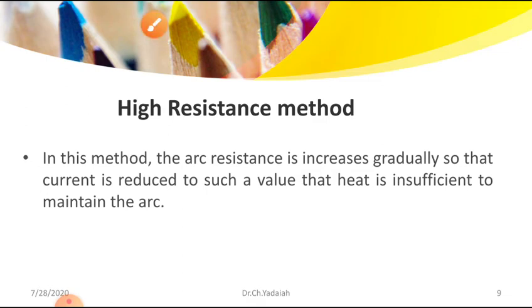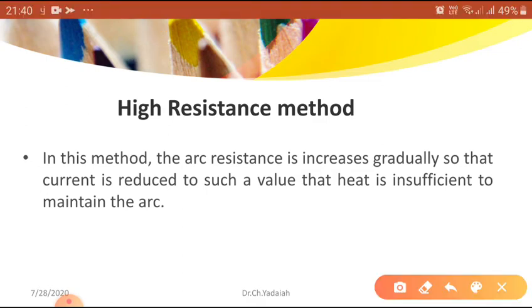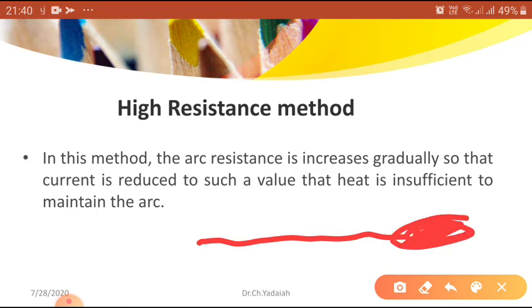In this case what is happening? In this method the arc resistance is increased gradually so that the current is reduced to such a value that heat is insufficient to maintain the arc. So what is happening? Here the current is flowing, and here the arc is developed.